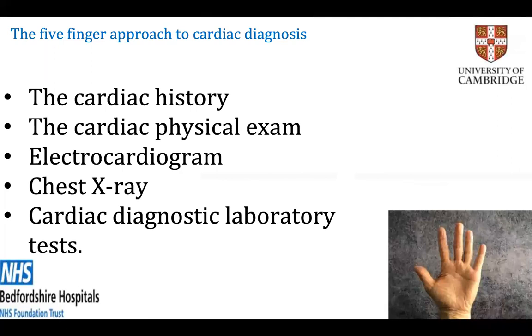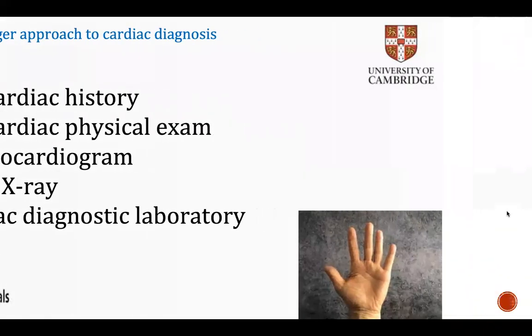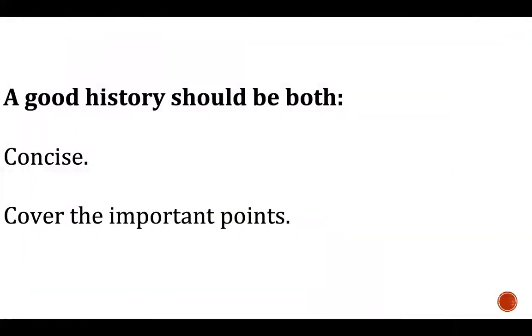Different five components about a good history. For example, especially to be able to arrive at a cardiac diagnosis, it includes a cardiac history, physical examination, which we will be learning in today's and the next session. ECG, we already spoke about it. Chest X-ray is similarly a very important thing as well. And of course, if we add it up together with the cardiac diagnostic lab tests, then we will be able to complete the cycle of having a good diagnosis for the patient.